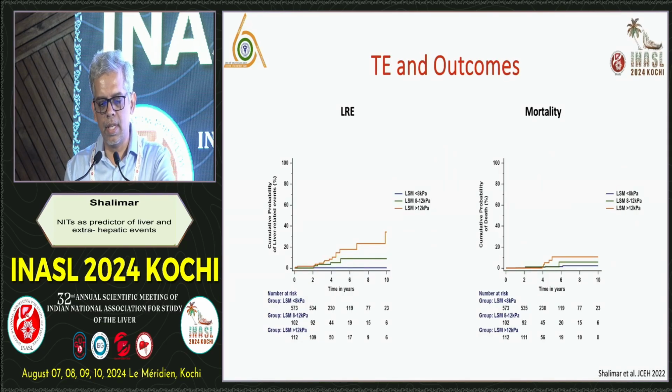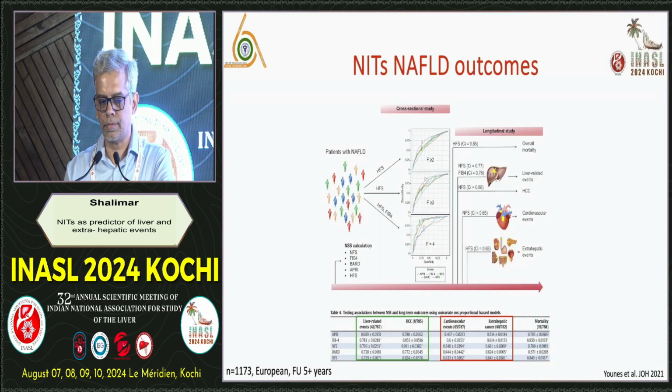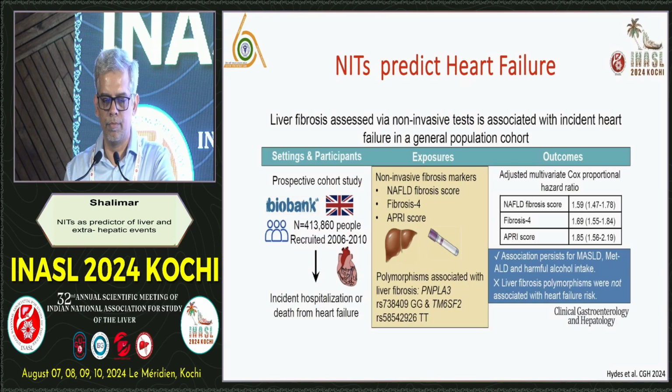Our own data suggests that you can categorize patients with different outcomes based on the LSM values done at baseline. This large study from Europe included more than 1,000 patients with a follow-up of 5 years, and again showed similar results, showing that the NITs help categorize patients with liver-related events, development of HCC and mortality, and do not perform that well for cardiovascular events and extrahepatic cancers.